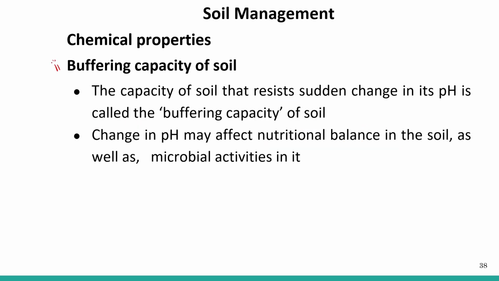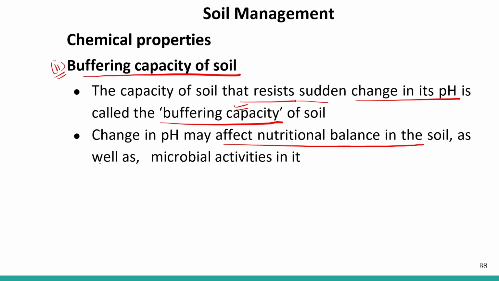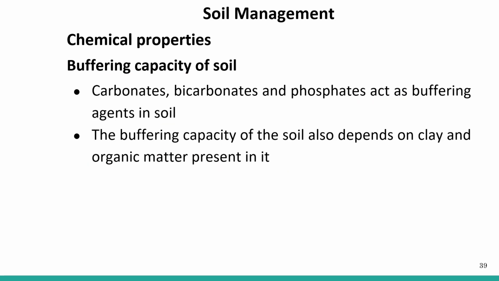Buffering capacity of the soil. Second chemical property, that is buffering capacity of the soil. The capacity of the soil that resists a sudden change in its pH is called the buffering capacity of the soil, right? That resists, that does not want to change suddenly. Change in pH may affect the nutritional balance in the soil as well as microbial activity in it. So if this pH is changed suddenly, right, then what will happen? The microbial activity present in the soil will be affected.